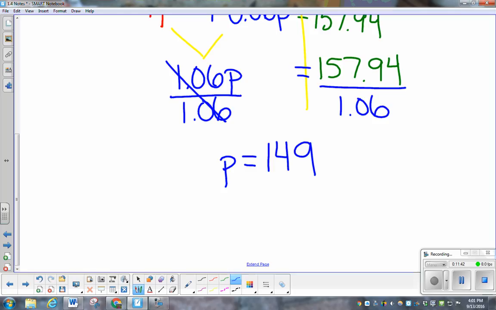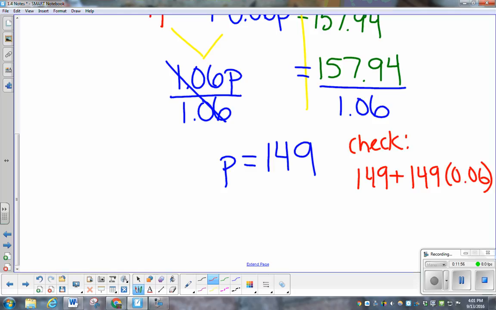Now, if you wanted to check your answer, this would be a really easy one to check. We would just want to take 149, which is P, the price of the phone, plus 149 times 0.06, and see if it equals what it should. So if you do 149 times 0.06, what that sales tax would actually be, the 6% sales tax, I believe you get $8.94 sales tax.